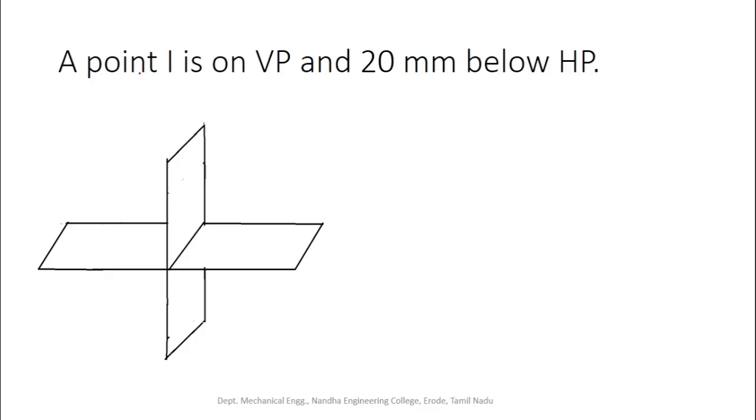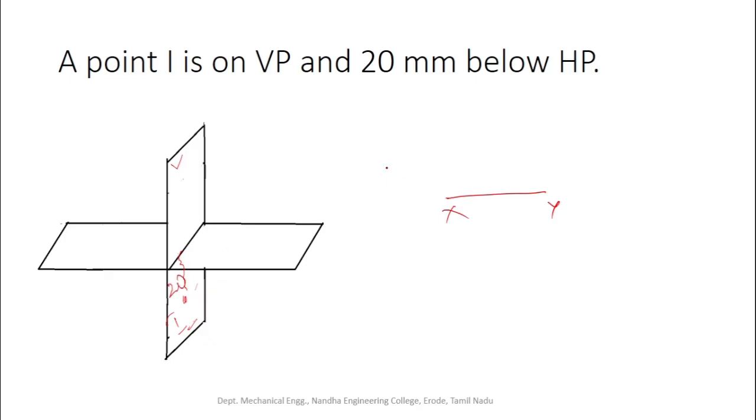Okay, so the point I, which is on VP and 20 mm below HP, just pause it and then do it. Okay, so this is the reference axis. The point I is lying on VP, so the point I is placed either here or here. Next, the point is 20 mm below HP, so definitely the point I is in the intersection of the fourth quadrant and third quadrant. The distance between the reference axis and the point is 20 mm.